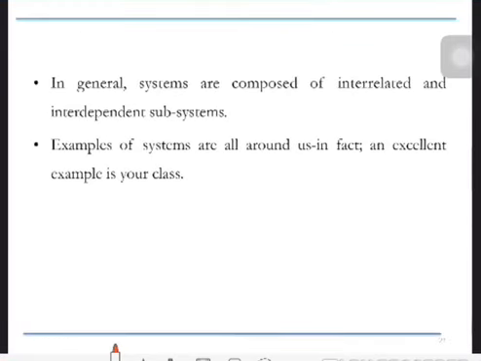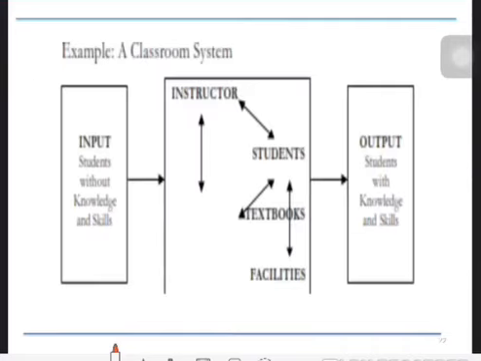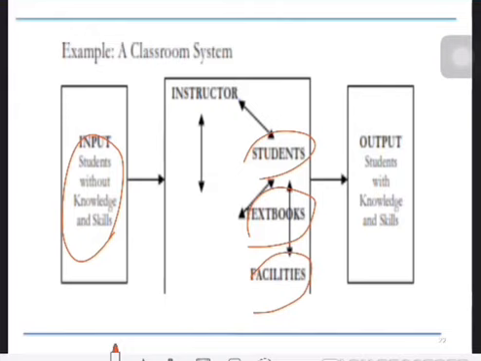Generally, systems are composed of interrelated and interdependent components. So in general we can say that a system is a set of interrelated and interdependent components. For example, your class can also be taken as a system, a classroom system. We have input, a processing system, and output. Input: students without knowledge and skills. Instructors, students, textbooks, and facilities are the processing system. Output: students with knowledge and skills. So here we have input, here the processing system, and here the output.